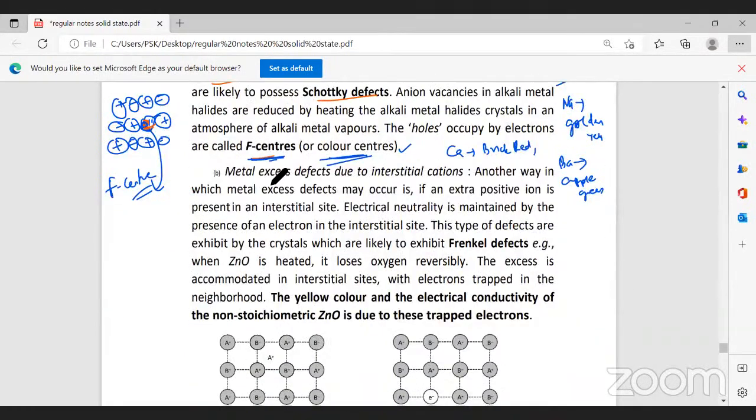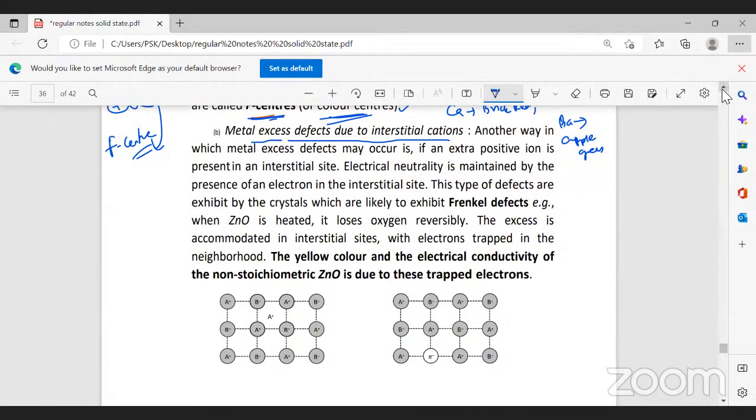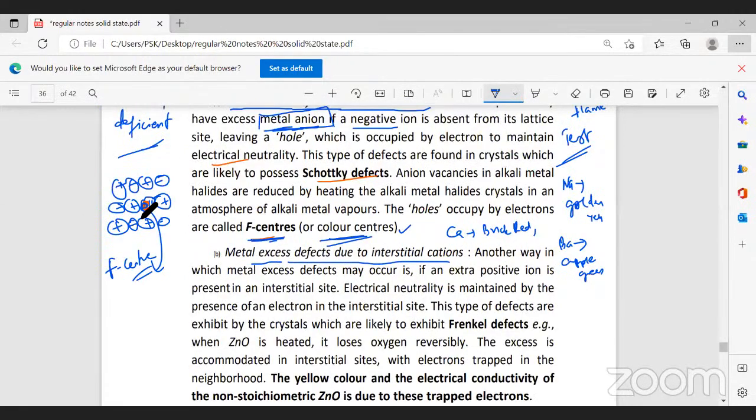Next is metal excess defect due to interstitial cation. See, this is another way in which a metal excess defect occurs. Here also it is a metal excess defect. See, anion is missing, which means one cation is more. That is why it is called a metal excess defect. The other metal excess defect is explained here.